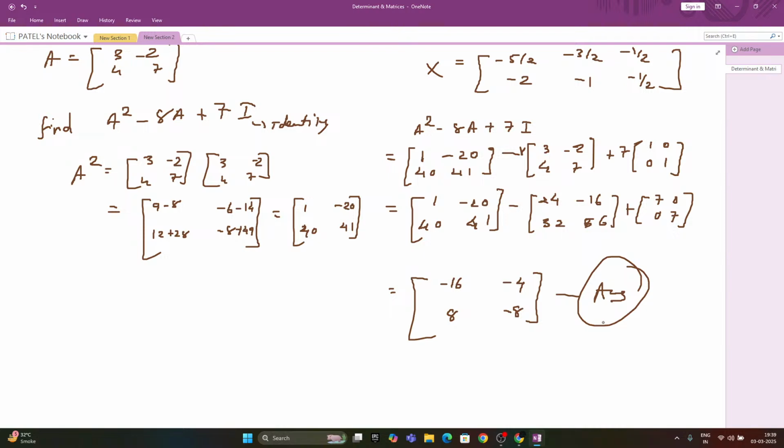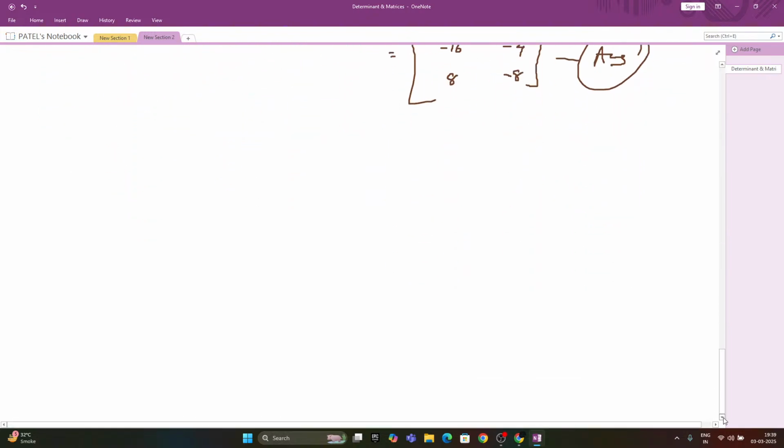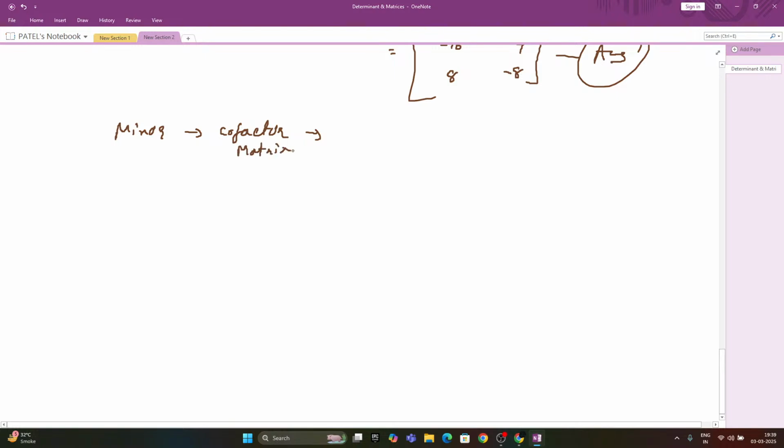This way also they can ask in the exam. Now we are going for the adjoint, cofactor and minor. For adjoint, first of all, find out the minor, then the cofactor matrix, and then the adjoint. Okay. For that adjoint, first of all, we need to find out the cofactors.